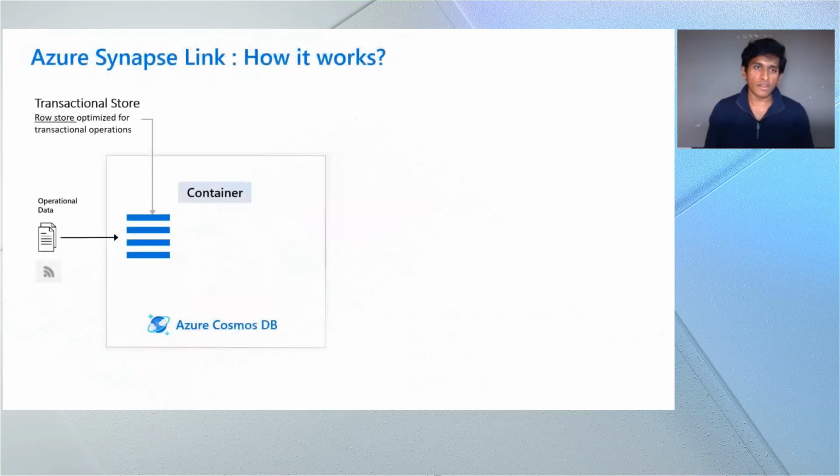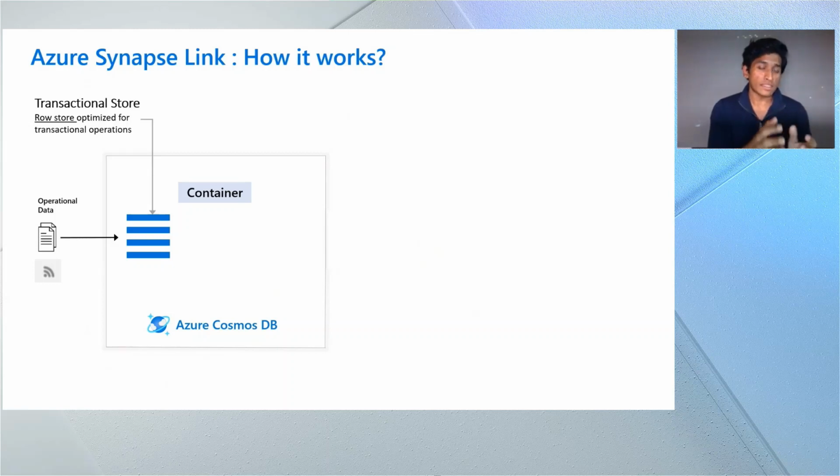So you must now be wondering, what is powering this Synapse Link and all this magic behind it, right? So let me unwrap this for you. Traditionally, operational data stored in Cosmos DB is internally stored in a row-oriented transactional store. Now, this transactional store is optimized for transactional reads and writes as well as operational queries.